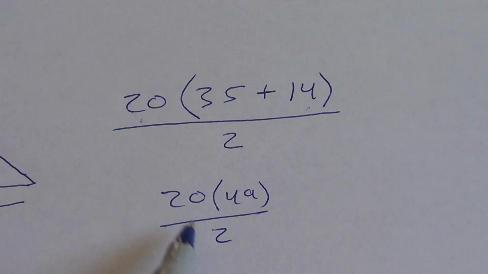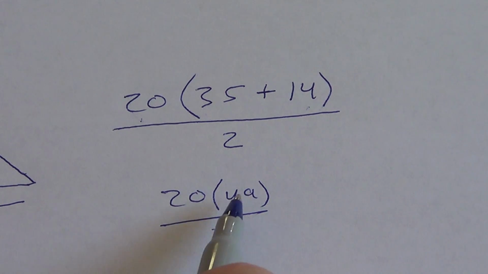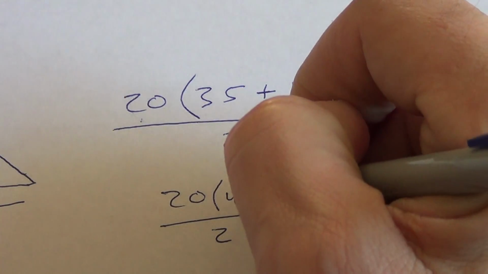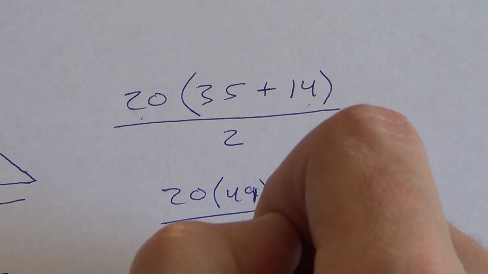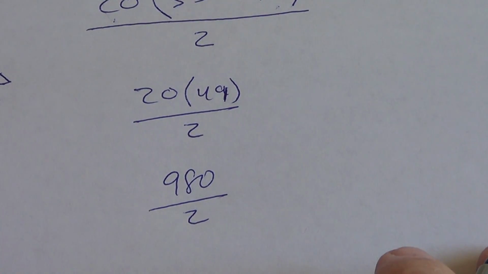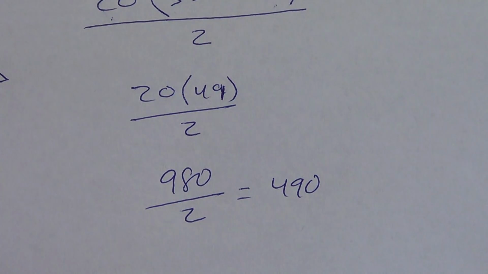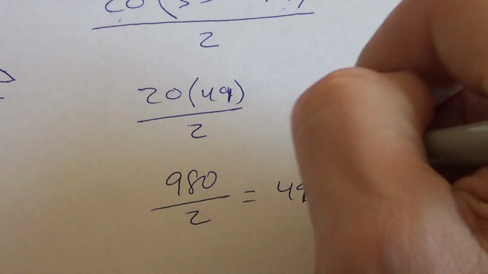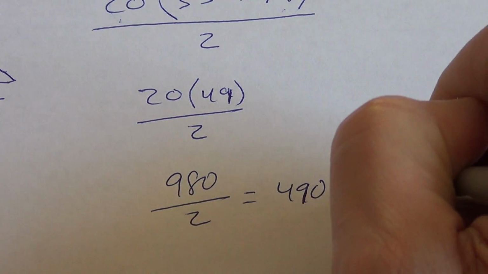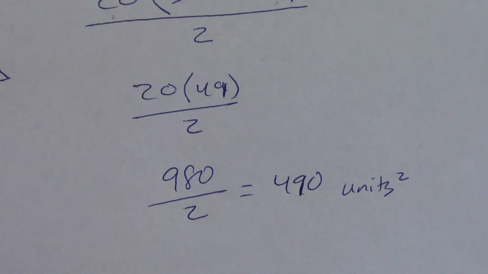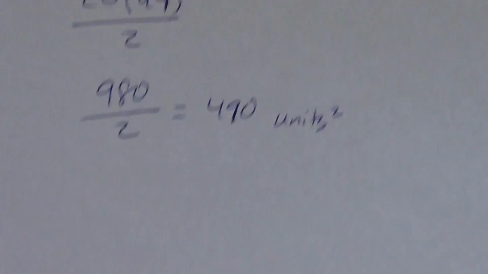Now some of you might say, can I reduce right here right now? Yeah, you could. You don't reduce here as well though, just reduce once. Or you can just multiply and get 980 over 2, and 980 over 2 equals 490. This could be inches squared, feet squared, meters squared, whatever. I didn't give you a label, so we're calling them units. So 490 units squared. Hopefully you understand how that works.